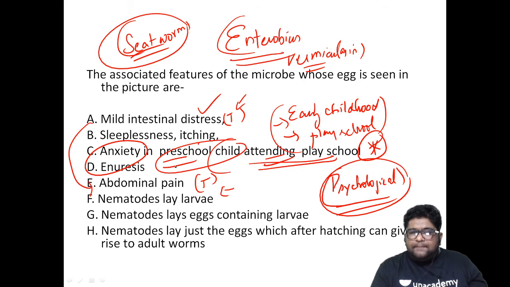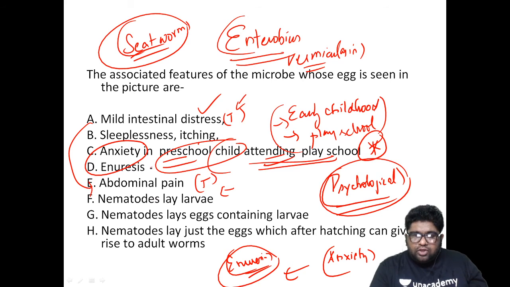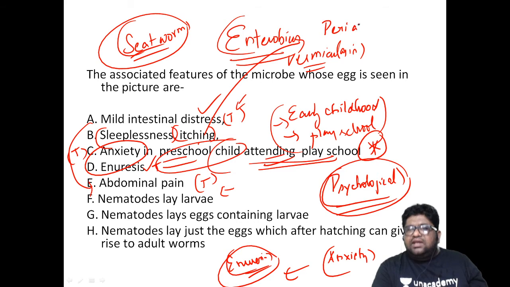And here, because of this condition, the anxiety you see throughout the day will boil out as enuresis in the night. So that is bedwetting. The child will actually urinate in the bed. So enuresis is also true. So it means anxiety is also true. The sleeplessness and itching will always be present. And this itching will be very specifically perianal. Perianal itching, around the anal canal, the child will not be able to bear it.